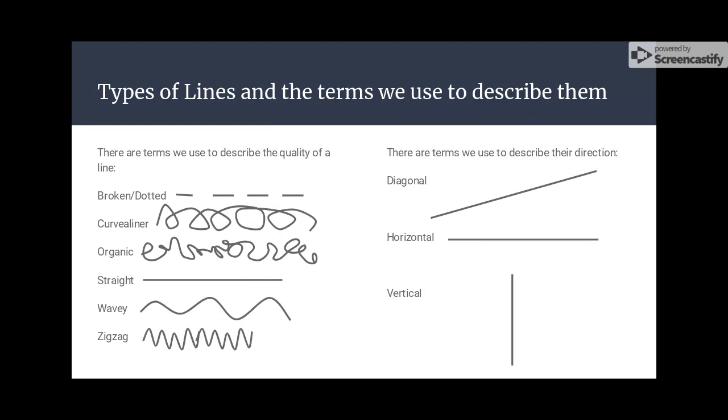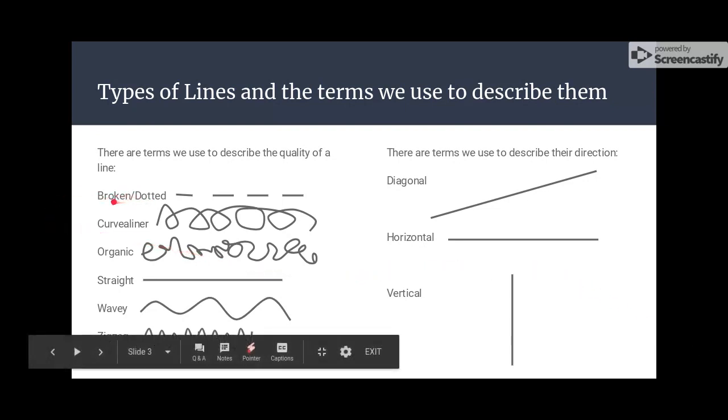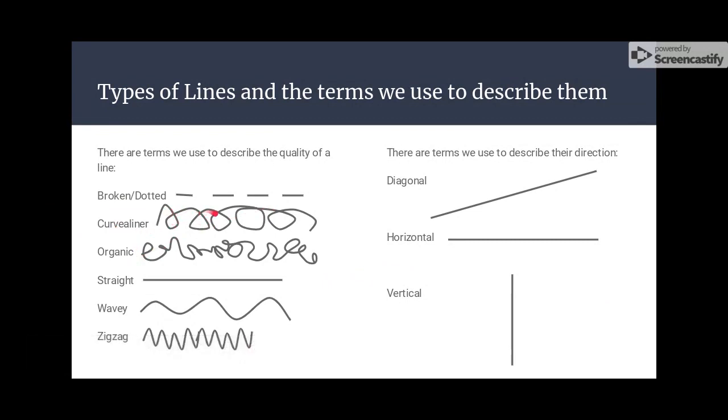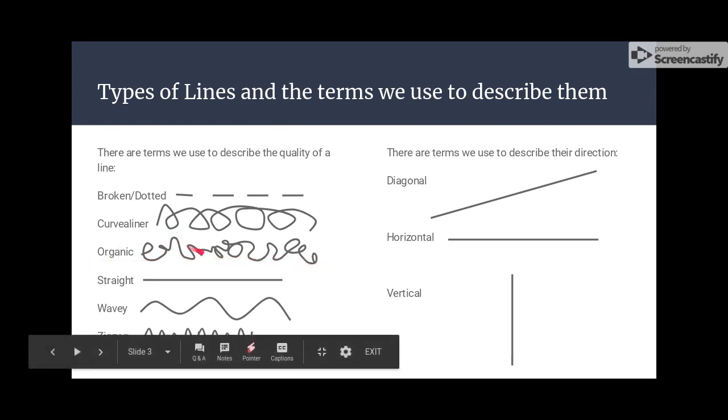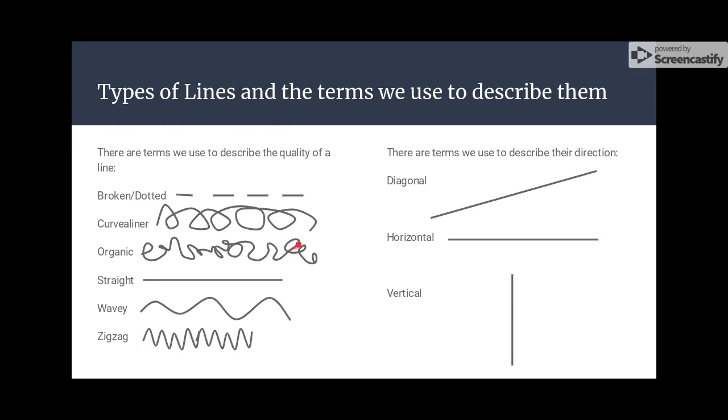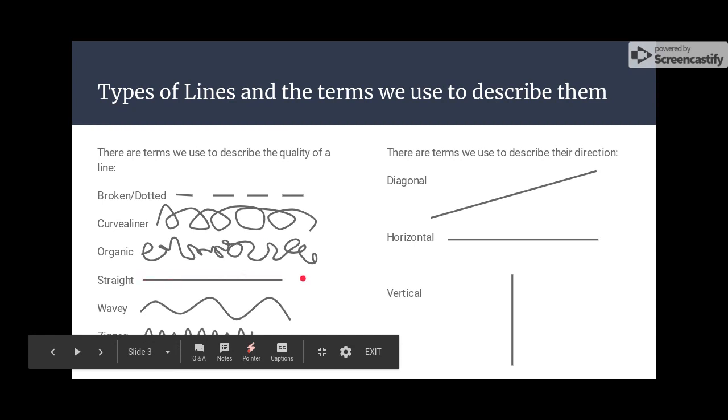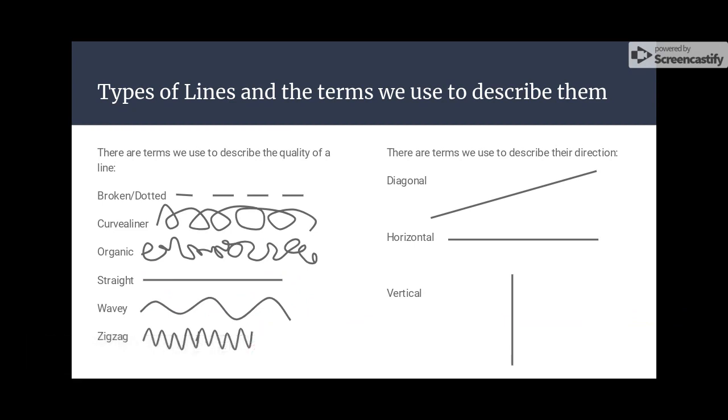There are some terms that we use to describe the quality of a line, like broken lines or dotted lines. We can talk about curvilinear lines, which have swirling, curving edges to them, like the stuff that's used in Celtic knotwork designs. There are organic lines that are kind of undefinable because of their random and natural positions and directions that they decide to go in. There's the ever popular straight line, the wavy lines, zigzag lines, and I'm sure we can come up with more as well if we dive into it some more.